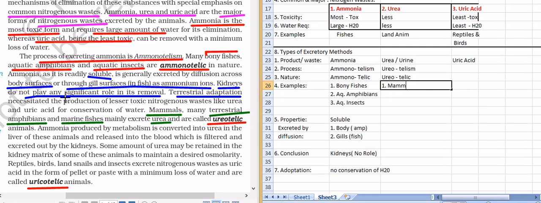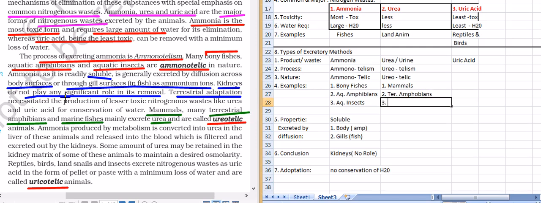One is mammals, because they have access to water, that's why they can use this water and they can store a little amount of water to flush it off. Second is what? Amphibian. Which amphibian? Land amphibians, terrestrial amphibians.